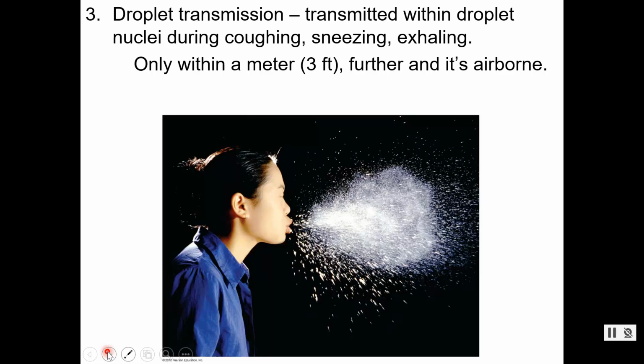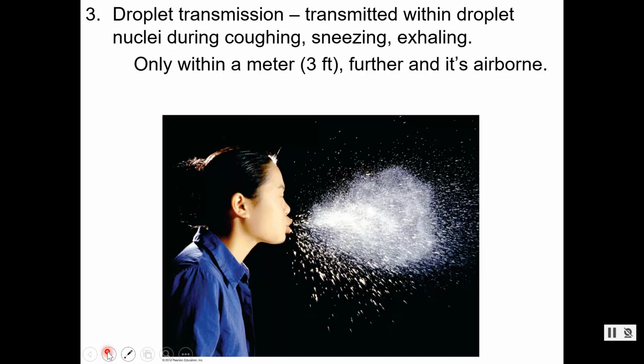It's to protect others from the droplets that are coming out. All right, the deal with droplet transmission and why it's considered contact transmission is you have to be in close proximity. 3 feet, 1 meter. You have to be close for this. This is different than airborne, which we're going to talk about in a minute. So with droplet transmission, you have to be in close proximity.